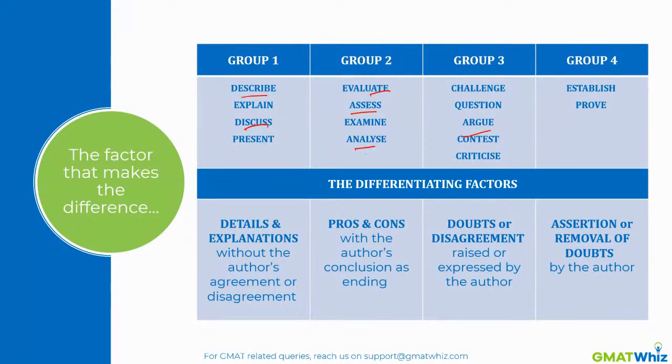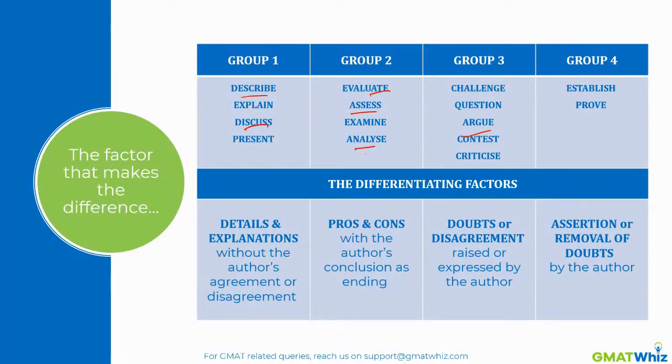Words like describe, explain, discuss, present are used when the author is not really trying to put forward his own agreement or disagreement on anything. The author is just providing you with details and explanations behind something. The motive is merely to explain and not provide a conclusion of his or her own.